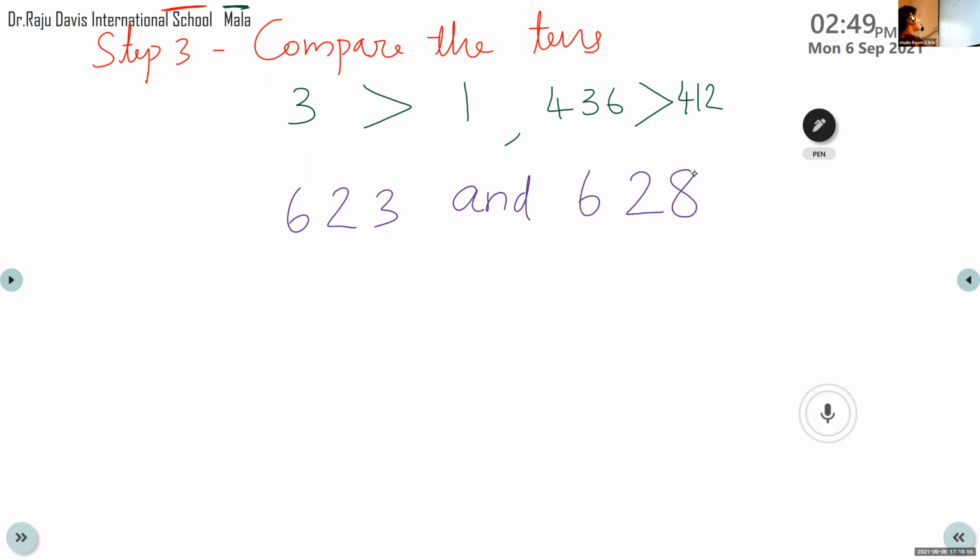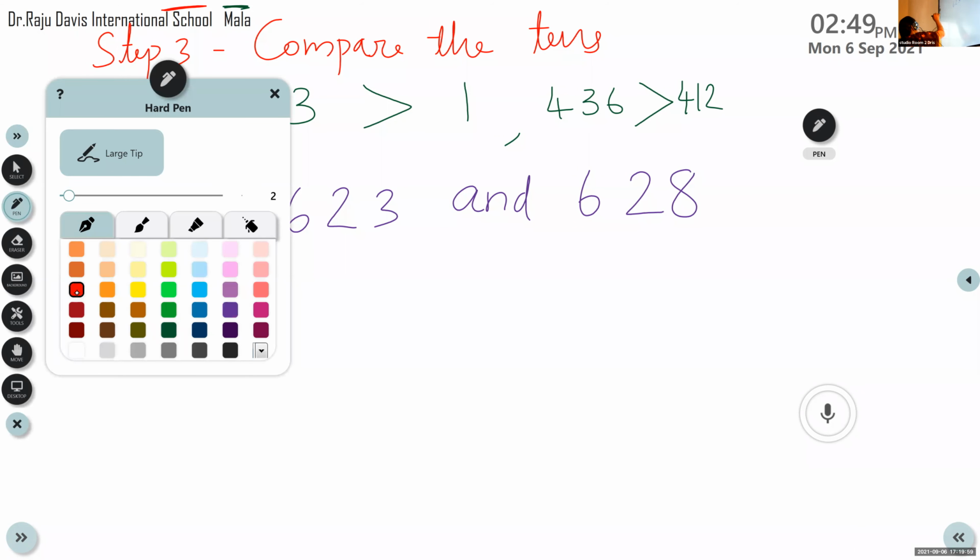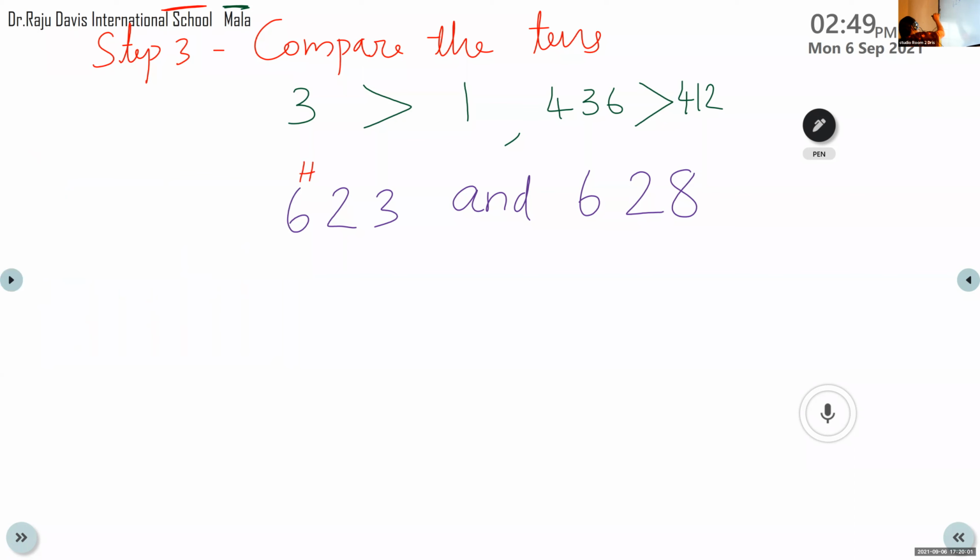Before that, let us write: hundreds, tens, ones. Here in the hundreds place, we can see 6. Here also in the hundreds place, it is 6. Both numbers have the same number of hundreds. So what will we do?